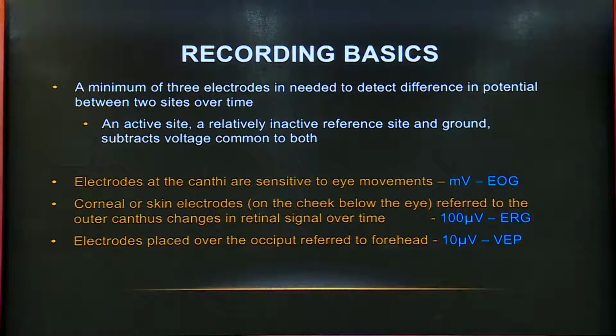So for EOG, that is the one which gives us the value in millivolts. You have electrodes at the canthi which are sensitive to eye movement. After this, you have ERG, which gives the values in somewhere hundreds of microvolts, where you have corneal, we prefer corneal electrodes at the outer canthus. And then finally for the VEP, which has the lowest of these, around tens of microvolts, you have electrodes placed over the occiput referred to the forehead.